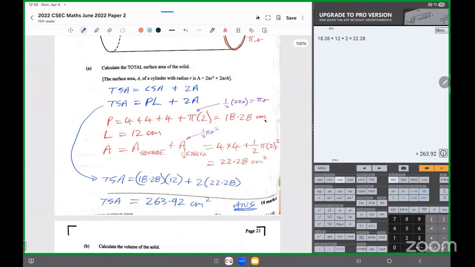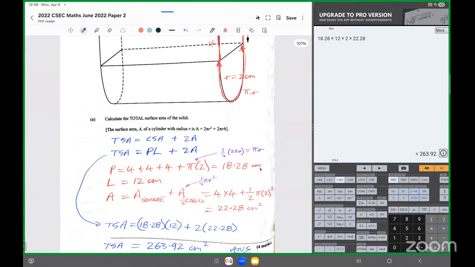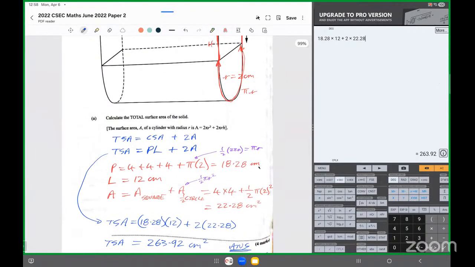Nice and easy, but be careful with the radius for this question, guys. I made a mistake with the radius and put 4. The radius is 2. That's why I wrote it down first. Radius is 2.